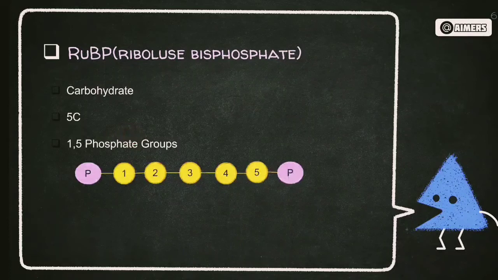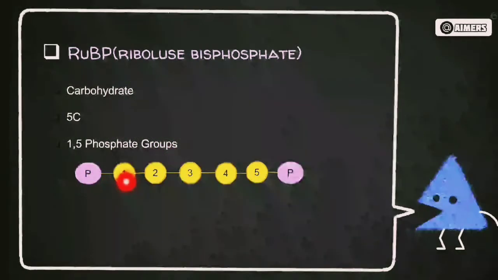You can see the structure. As I mentioned, ribulose bisphosphate is a 5 carbon carbohydrate. So 5 carbons are present over here. It has 1,5 phosphate groups. So a phosphate group is attached to carbon number 1 and a phosphate group is attached to carbon number 5. And do remember it is a bisphosphate, not biphosphate, because phosphates are attached to two different carbons.